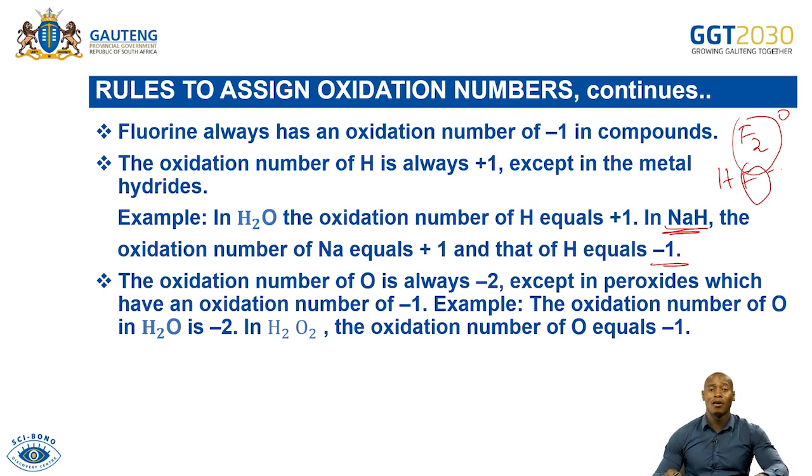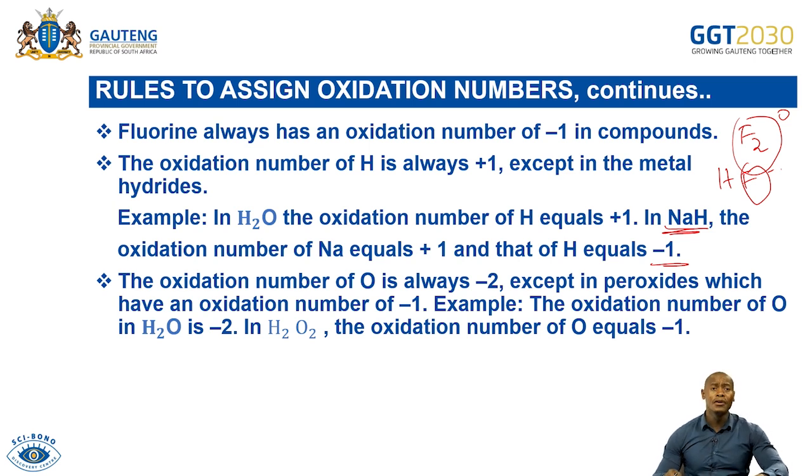So yes, we understand in almost all the cases the oxidation number of hydrogen is +1, except when it comes to metal hydrides. When it comes to metal hydrides, it changes. We can see when it comes to sodium hydride, its oxidation number is no longer +1, but it's -1. So these are the rules that you need to know by heart, learners, so that you'll be able to assign oxidation numbers correctly.